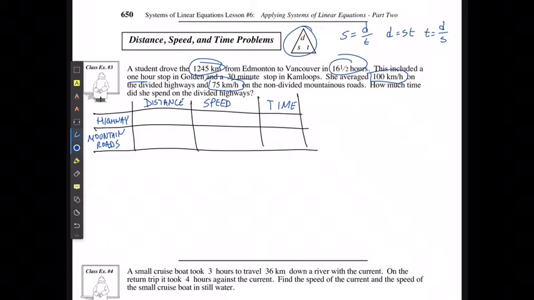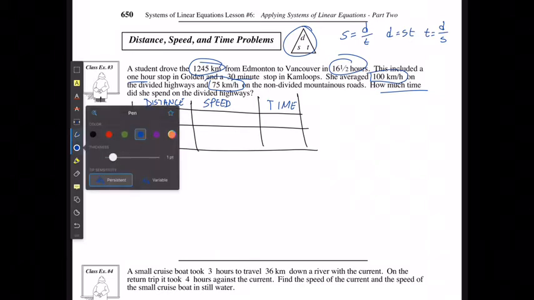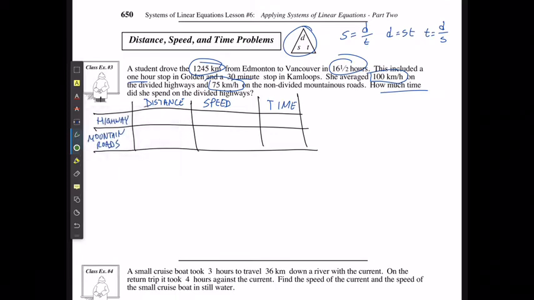Now, in this case, it says how much time did you spend on the divided highways? Well, I'm going to say that the highway I'll represent with x, and the mountain roads I'll represent with y, because this is what we're actually trying to solve for. We know the speed on the highway was 100, and the speed on the mountain roads was 75. And lastly, if distance is equal to speed multiplied by time, then the distance that they traveled on the highway was 100x, or 100 times the amount of time spent there, and the mountain roads is going to be 75 times y.